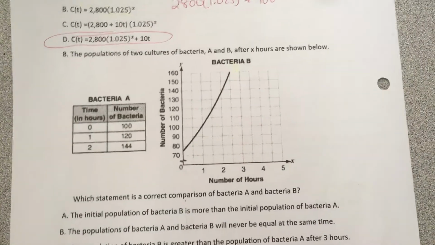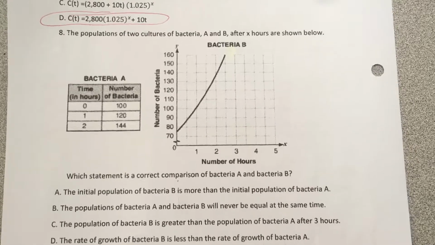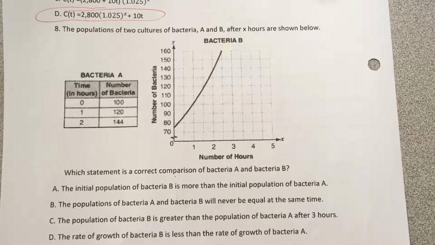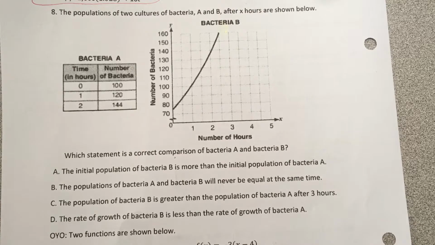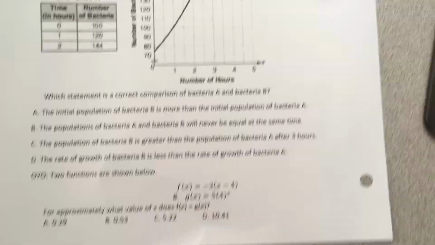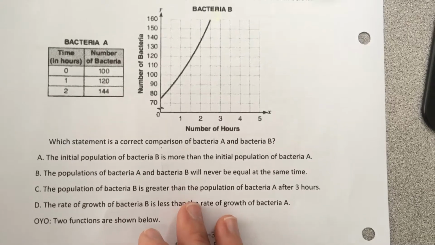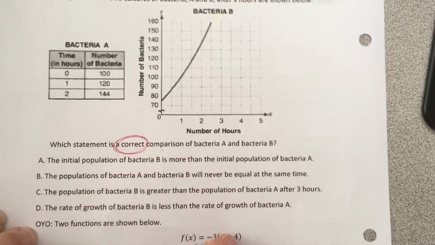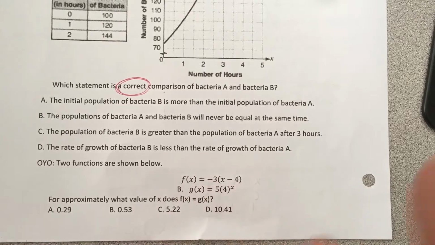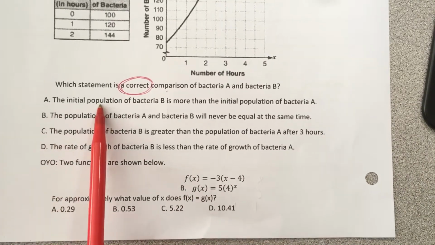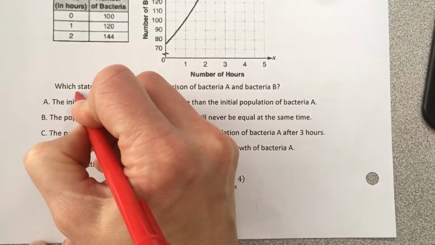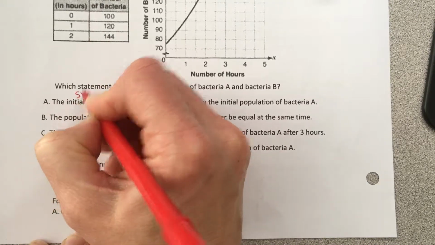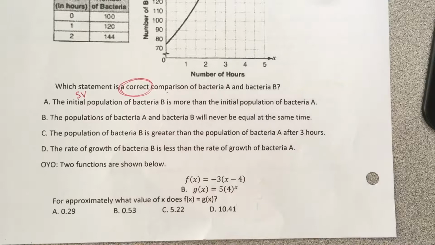All right, and number 8, the population of 2 cultures of bacteria A and B after x hours are shown below. Which statement is a correct comparison of bacteria A and B? Okay, all right, so we're looking for a statement that is correct. All right, the initial population. Initial means the starting value, the y-intercept, of bacteria B. What did this one start at approximately? 75, okay, is more than the initial population of A.